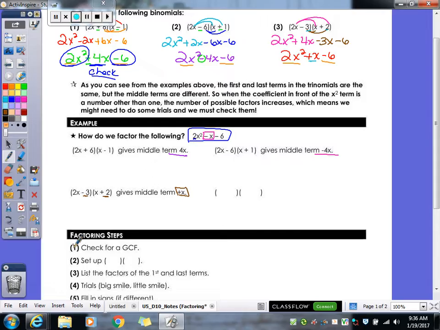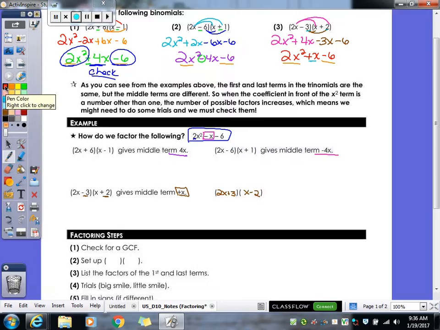But I didn't want a positive 1x. Again, what did we want? We wanted it to be negative. So what should I do to this to get a negative 1x in the middle? Flip our signs. So instead of 2x minus 3, we'll make it 2x plus 3, and then x minus 2.